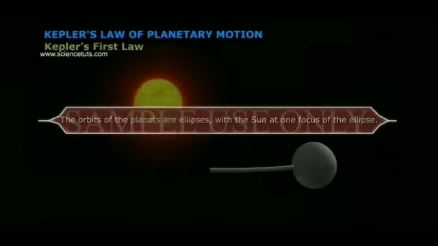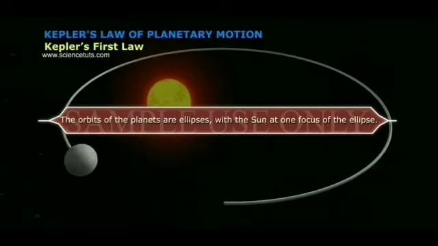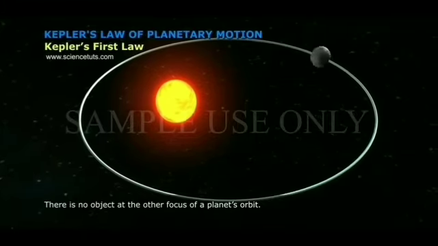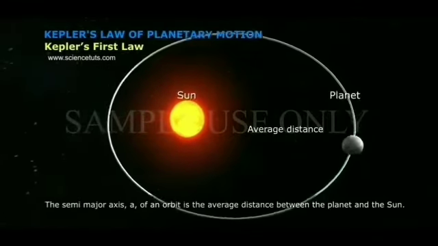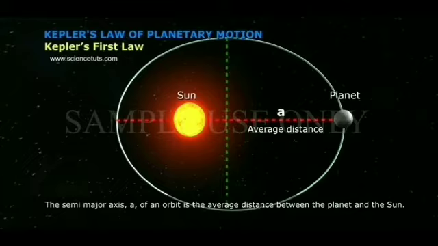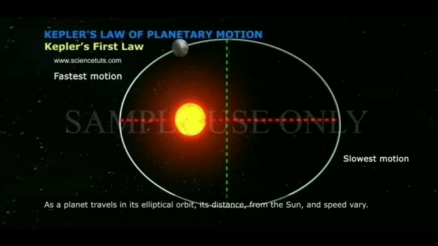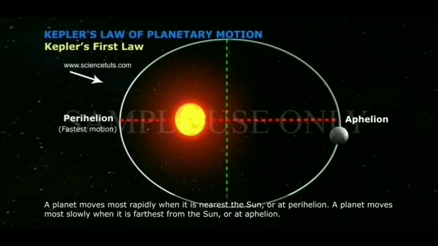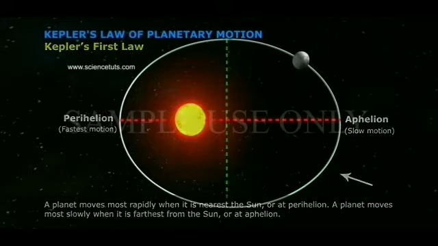Kepler's first law: the orbits of the planets are ellipses with the sun at one focus of the ellipse. There is no object at the other focus of the planet's orbit. The semi-major axis a of an orbit is the average distance between the planet and the sun. As a planet travels in its elliptical orbit, its distance from the sun and speed vary. A planet moves most rapidly when it is nearest the sun, or at perihelion. A planet moves more slowly when it is farthest from the sun, or at aphelion.